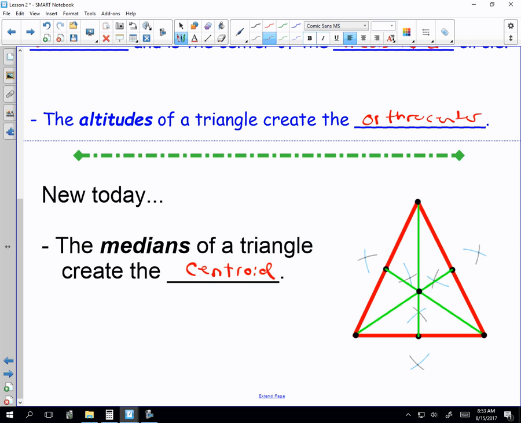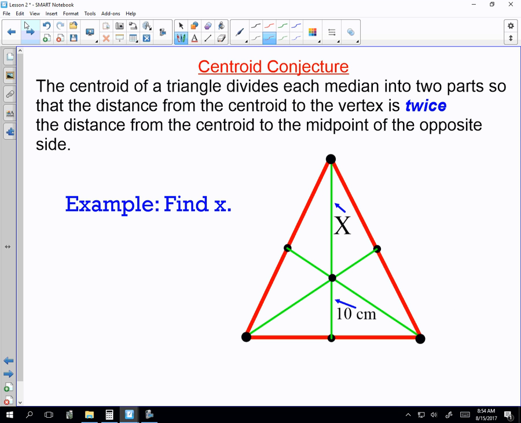The medians of the triangle create the centroid of the triangle. So when we talk about medians, remember what a median is. Each one of these, when we're finding medians, we're cutting the side length in half and connecting the vertex with that midpoint. Now, the centroid gives us some really good information mathematically about distances in a triangle.